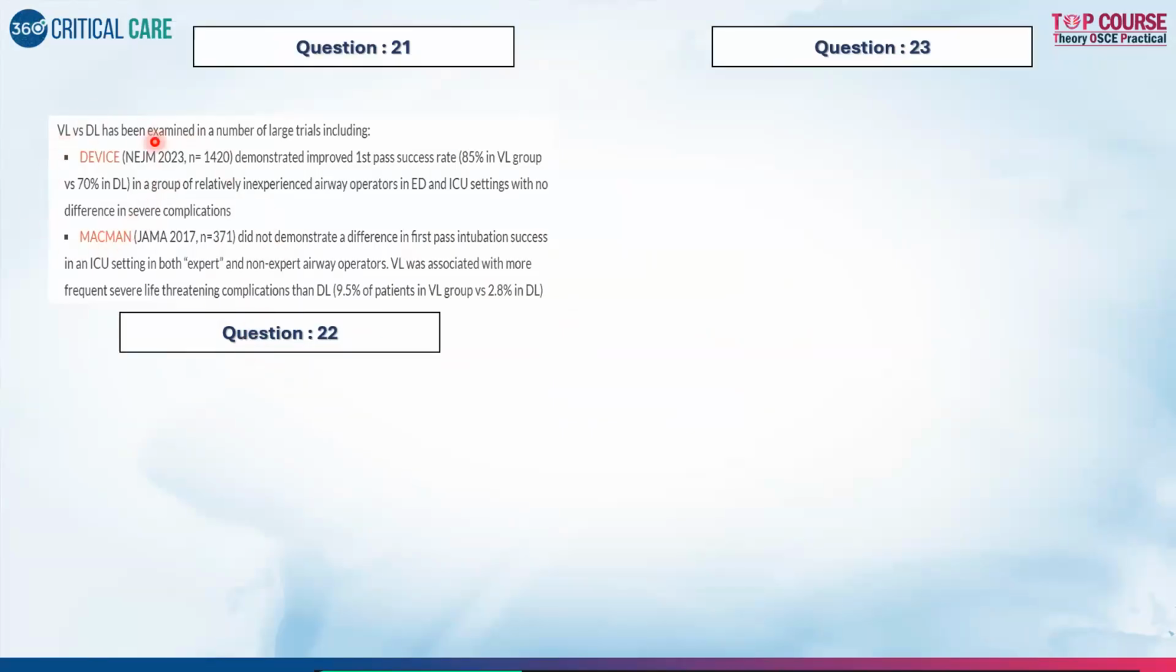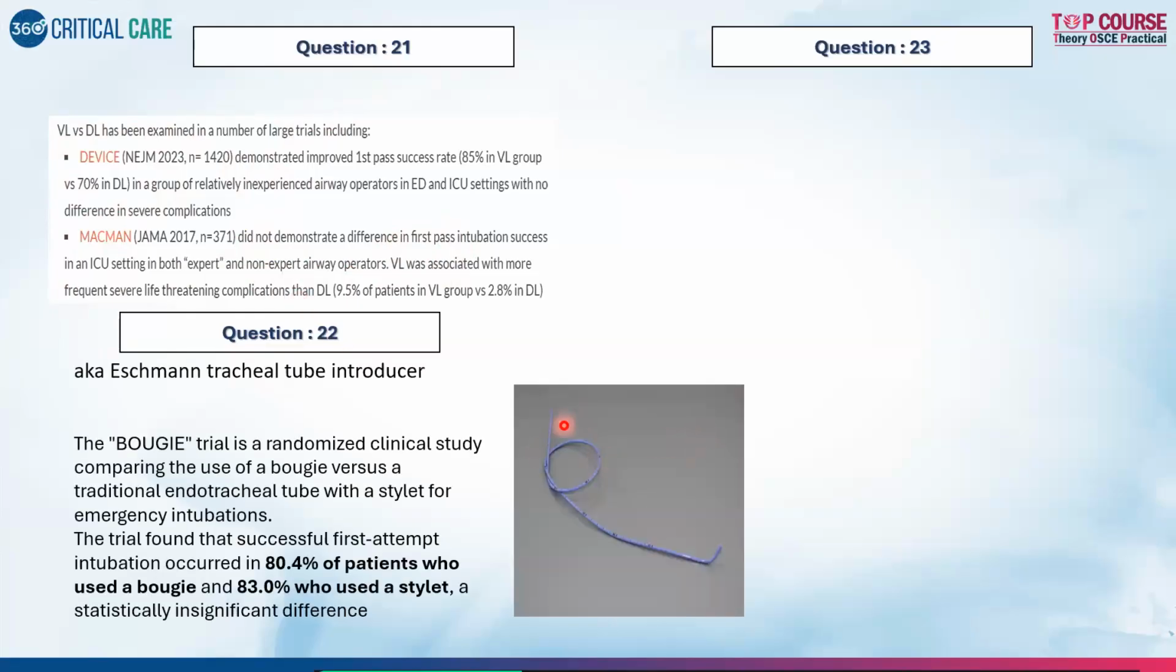It comes with these two studies, that is the device study and the Macman study. The first pass intubation rate was a little bit more compared to that of direct laryngoscopy. However, there is no significant difference between the two. However, video laryngoscope was associated with more life-threatening complications, right? Because the disadvantage of video laryngoscope is sometimes you might be able to visualize, but we might not be able to guide the tube.